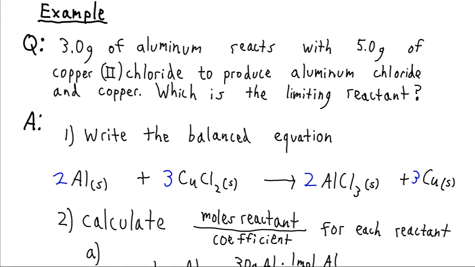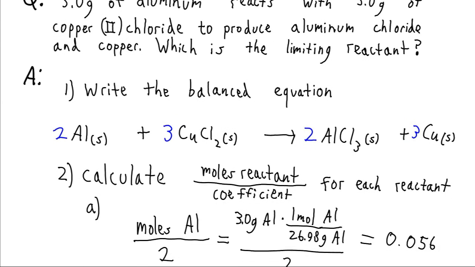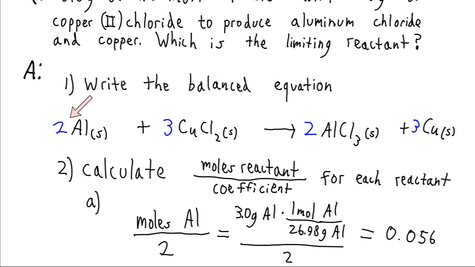Now that we have our balanced equation, we can use that to calculate the quantities of the moles of our reactants over the coefficients. So we can start with aluminum. If we look at our equation, we see aluminum has a coefficient of 2, so that will go in the denominator. Now we calculate the number of moles of aluminum. We have 3 grams of aluminum divided by the molecular weight from the periodic table, over 2, which gives us 0.056.